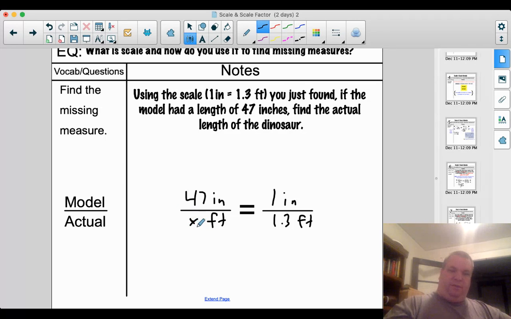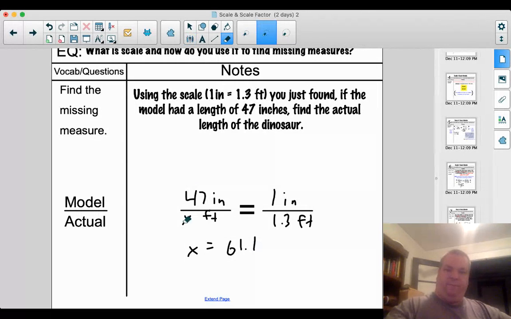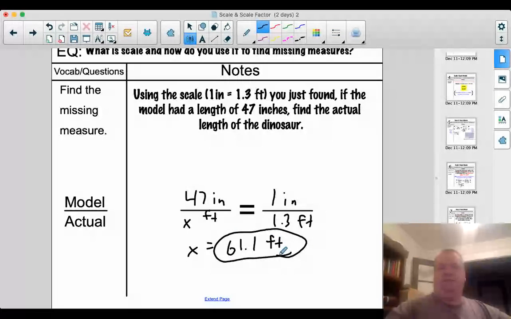All right, so using my cross products, x times 1 is x, well that's nice, equals 47 times 1.3. So using my calculator, I get that's about 61.1. So it's not asking me for the scale this time, it's finding the length of the dinosaur, so that's 61.1 feet is the answer.